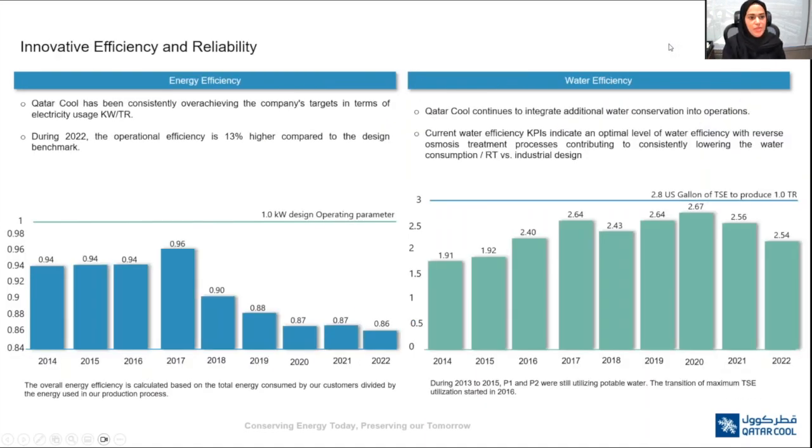So we'll move to efficiency in both energy and water. Qatar Cool has been consistently overreaching the company's target in terms of electricity usage. Last year only, the operation efficiency was 13% higher compared to the design benchmark. Qatar Cool continues to integrate additional water conservation into operations, and the current water efficiency KPIs indicate an optimal level of water efficiency with reverse osmosis treatment contributing to lowering the water consumption.